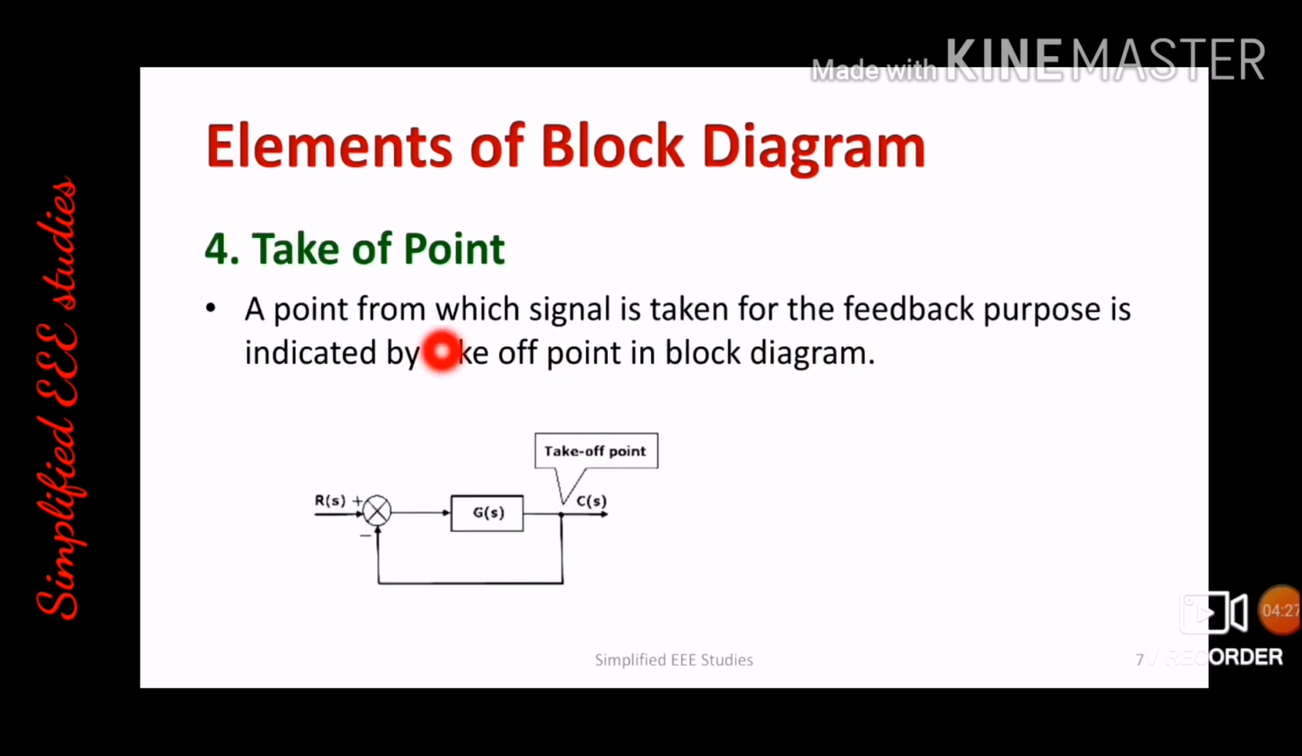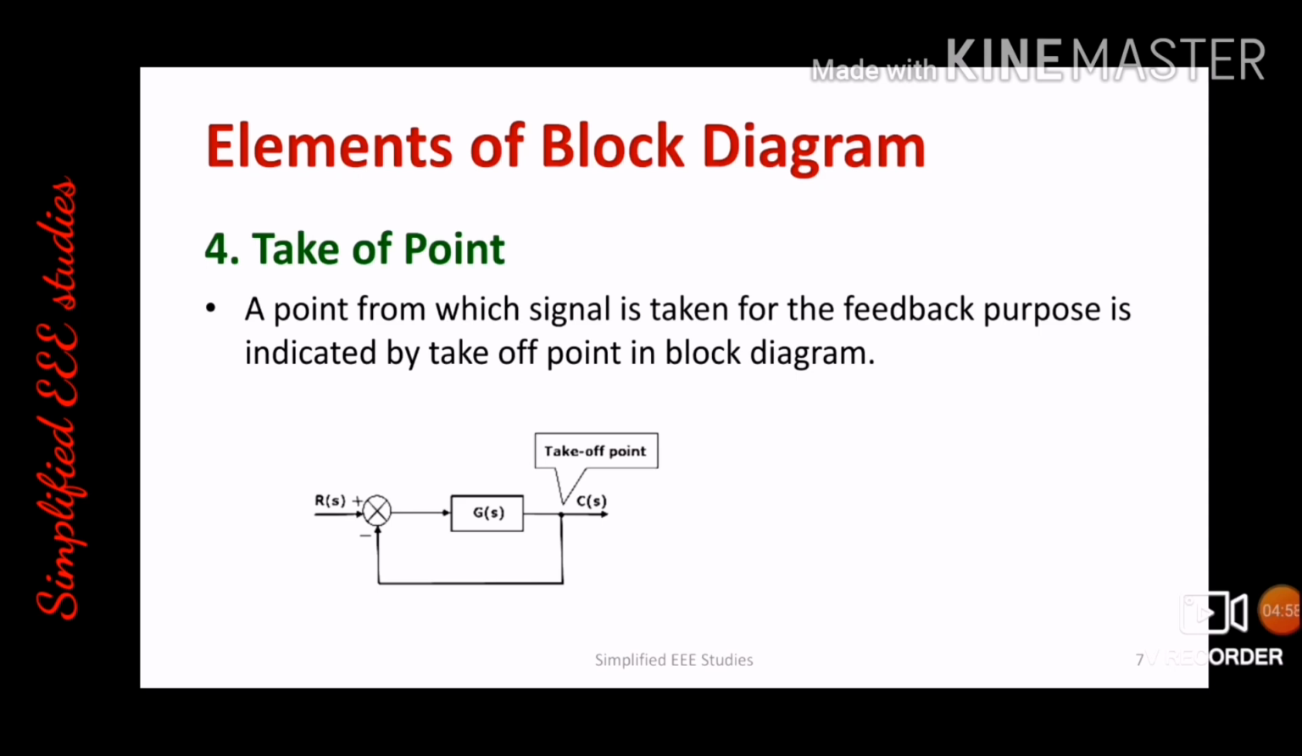Let us move on. Takeoff point. What do you mean by takeoff point? A point from which a signal is taken for the feedback purpose is indicated by takeoff point in block diagram. So basically the feedback path will be taken from the takeoff point. As you can see, this point is known as takeoff point. From this point, feedback will take place. Feedback means from the output there will be an interconnection towards the input. So this element is known as feedback element, or that particular point is generally known as takeoff point.